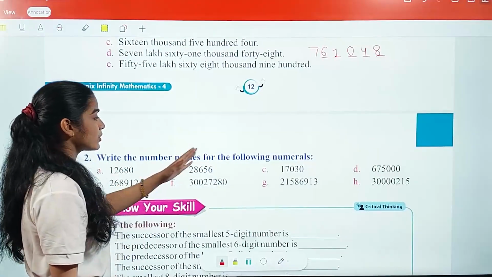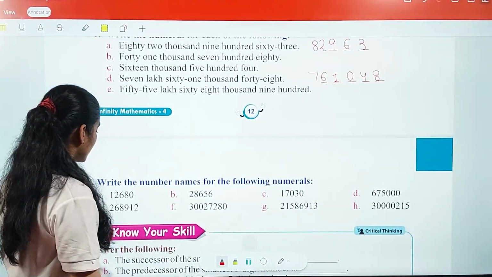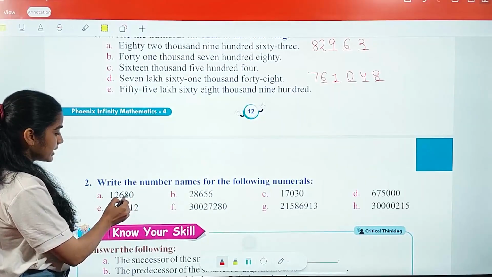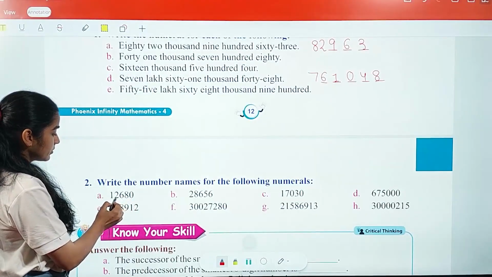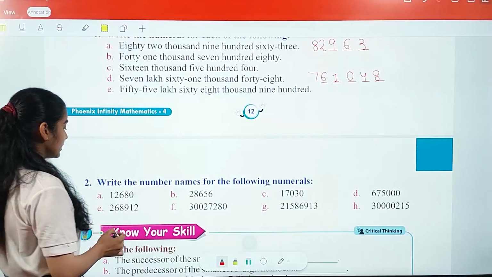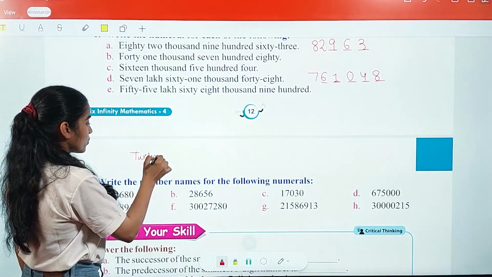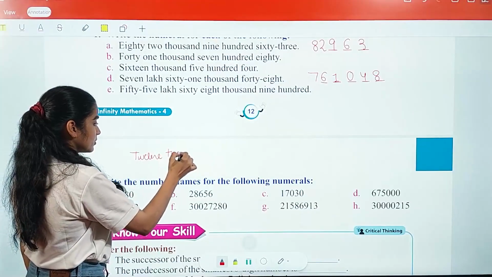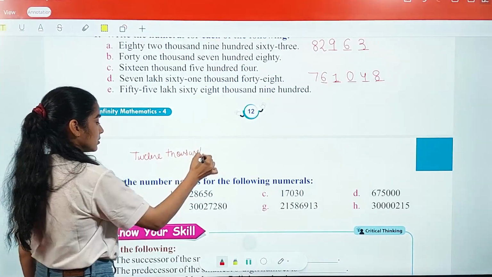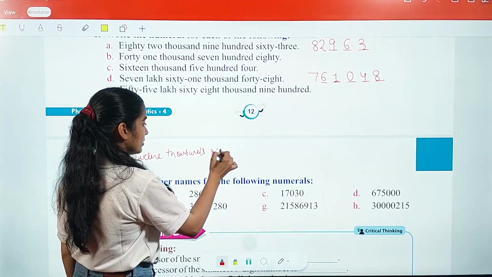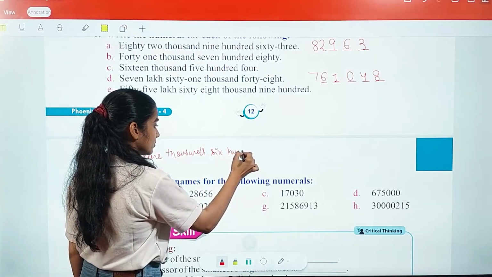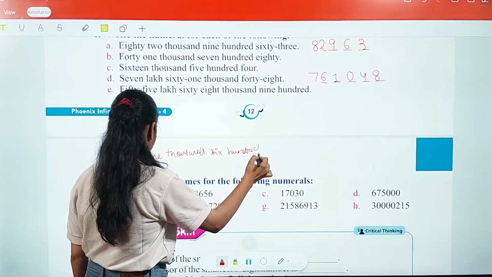Write the number names for the following numerals. First we have to count ones, tens, hundreds, thousands and ten thousands. So 12 thousand, 600, 80.